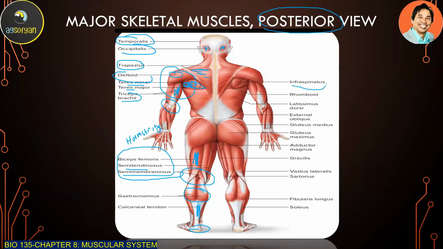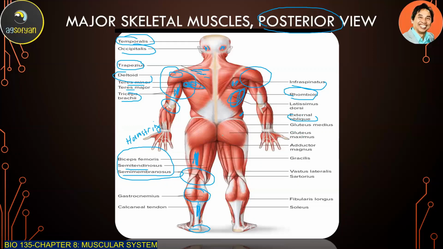Okay, infraspinatus, this is also one that helps move our shoulder. Okay, circumduction, adduction, rhomboid muscles are similar. Latissimus dorsi, this is on the back of our body. It's a big muscle that we use for sit up and stand up, for example. This is the muscle that keeps our body stabilized during standing up or sitting down. External oblique, this is actually something we see from the front area also.